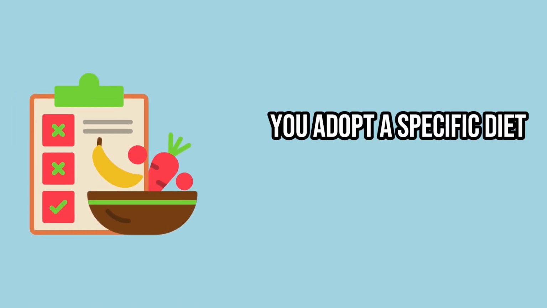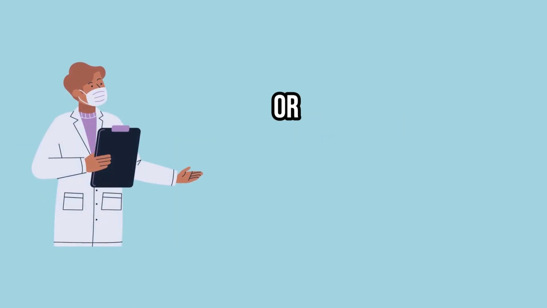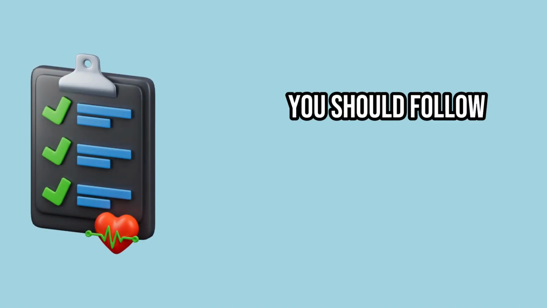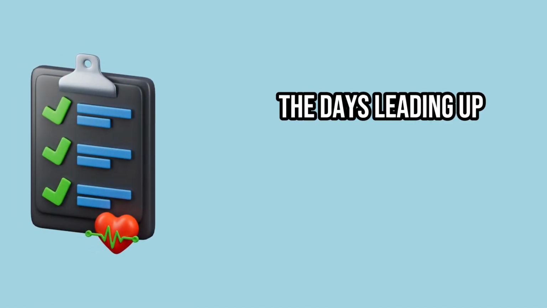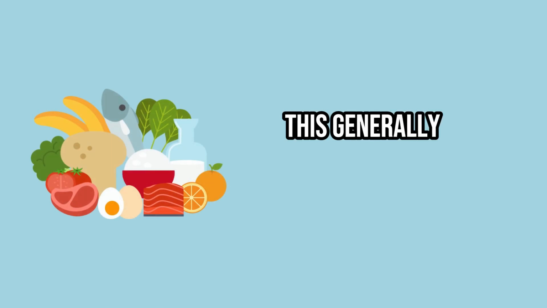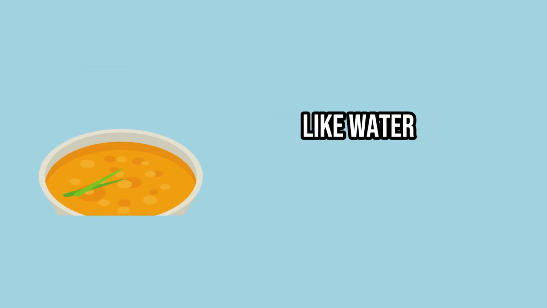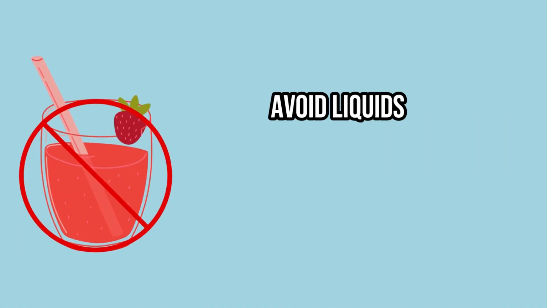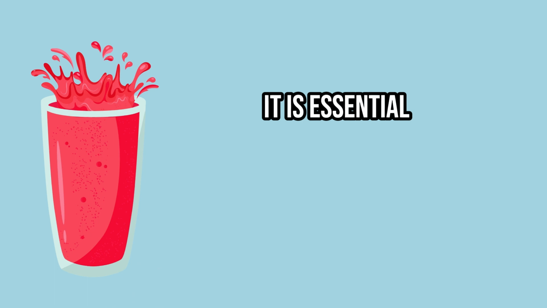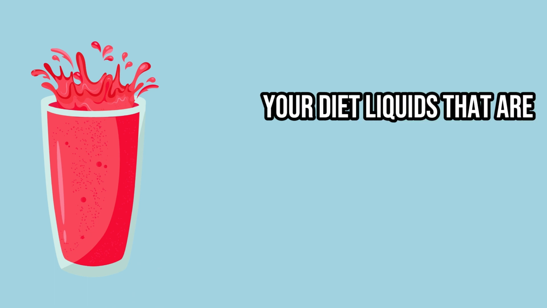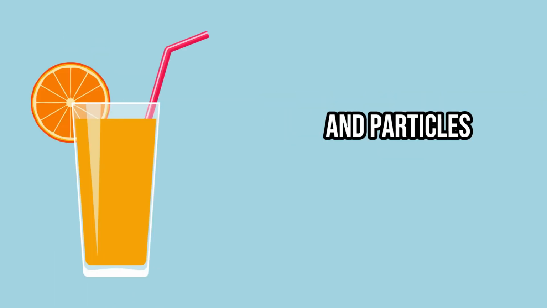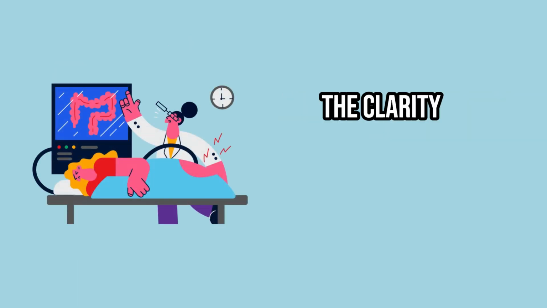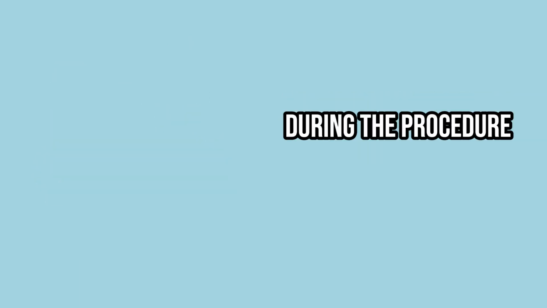Adopt a specific diet, as directed by your doctor or another healthcare professional. You should follow a particular diet in the days leading up to the exam. This generally means avoiding solid foods 1 or 2 days before the colonoscopy, opting for clear liquids like water, broths, teas, and clear juices. Avoid liquids of specific colors. It is essential to exclude from your diet liquids that are red, purple, or contain pulp and particles, as they can interfere with the clarity of visualization during the procedure.